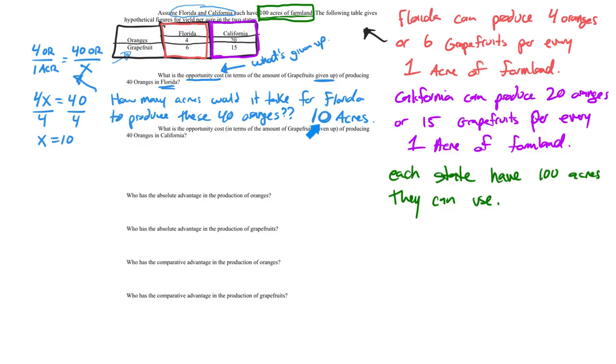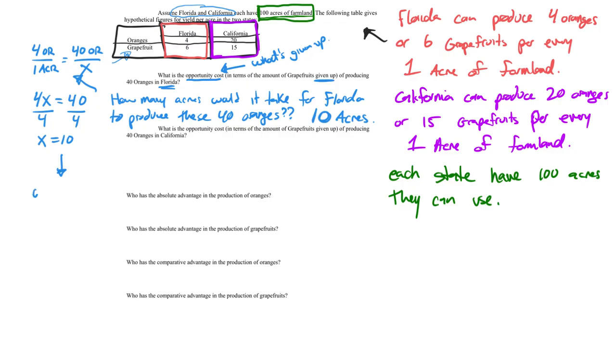Now you might be thinking, oh, that's the answer, but it's not the answer because we're trying to figure out what's the opportunity cost. What did they give up? Well, Florida is using 10 acres to produce 40 oranges. So what we need to figure out, we need to answer the question. I'm going to bring this down here on the left-hand side again.